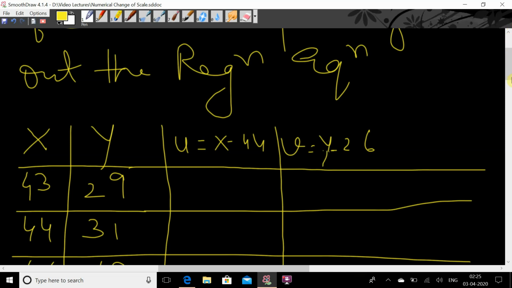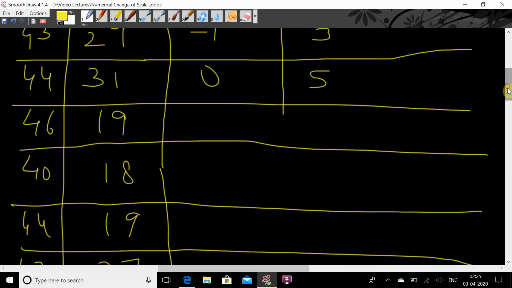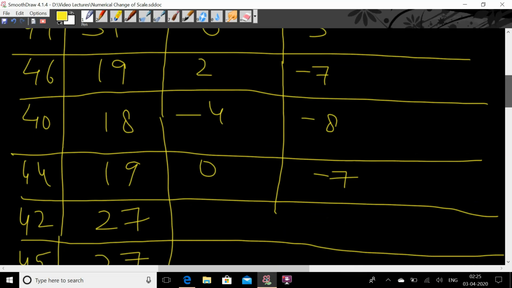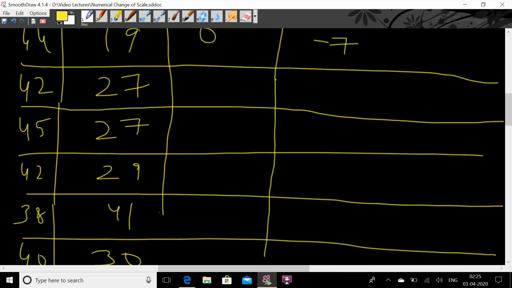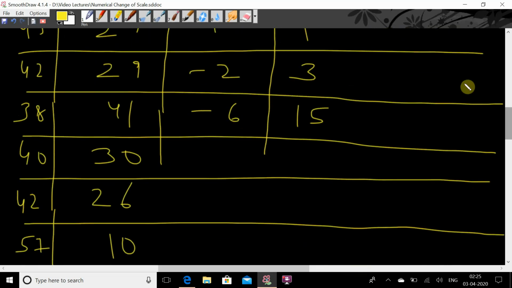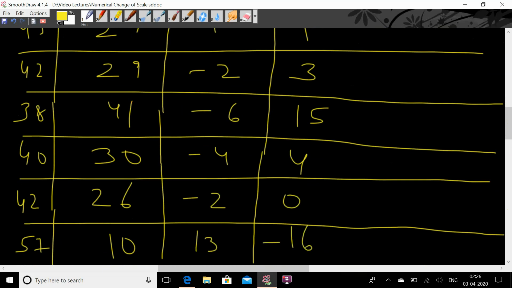So the first pair becomes minus 1, 3, then 0, minus 7, 2, minus 7, minus 4, minus 8, 0, minus 7, minus 2, 1, 1, 1, minus 2, 3, minus 6, 15, minus 4, 4, minus 2, 0, and 13, minus 16. So in this way you have calculated the new series u and v.